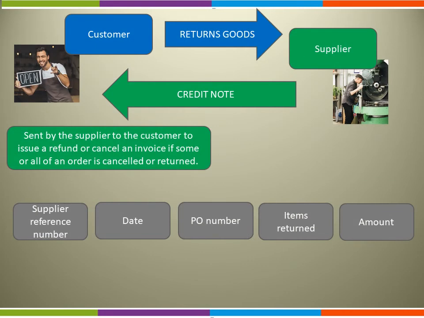The customer returned goods to the supplier. The supplier therefore issued a credit note. The credit note showed the supplier's reference number, the date the credit was issued, the purchase order number that the goods were supplied to originally, description of the items returned and why they were returned, and the amount of the credit note.